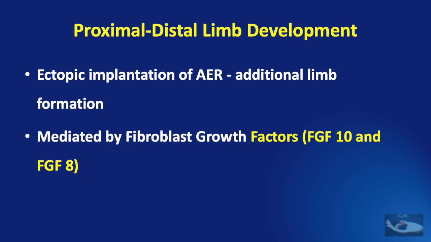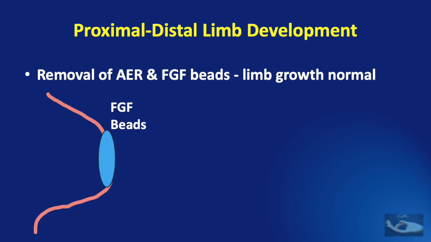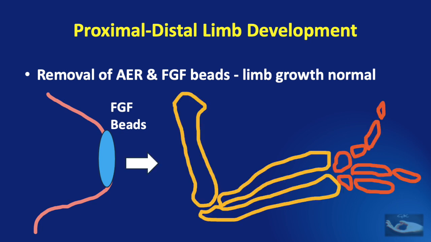This AER is able to exert its influence by means of fibroblast growth factors, especially fibroblast growth factor 10 and fibroblast growth factor 8. This has been proved in experimental studies because when the AER was removed and replaced with fibroblast growth factor beads, the limb growth was seen to be normal.